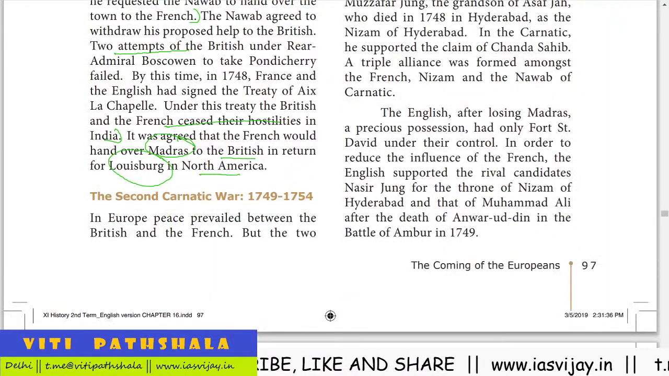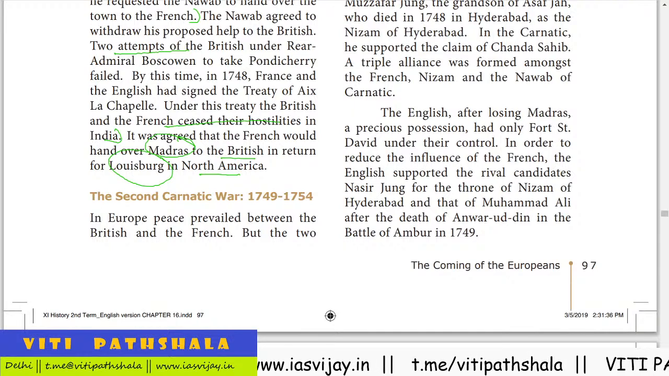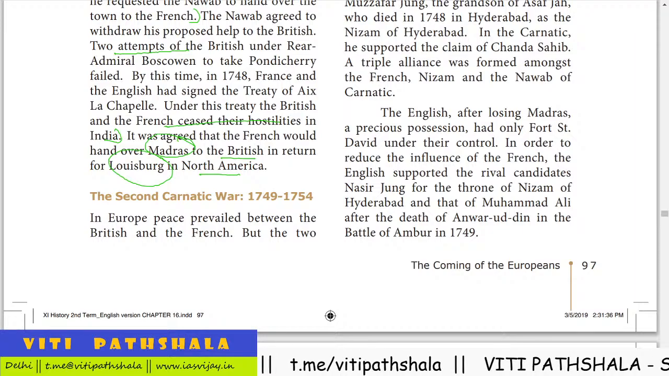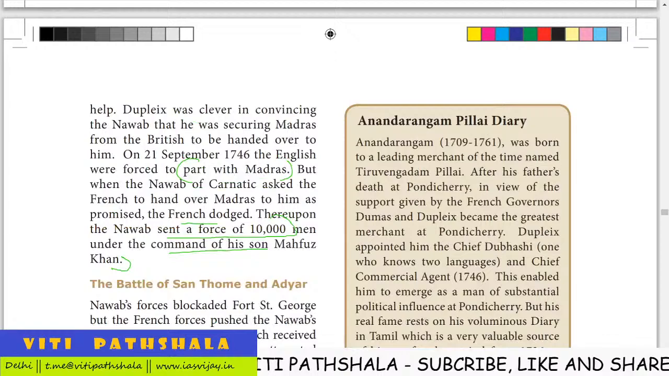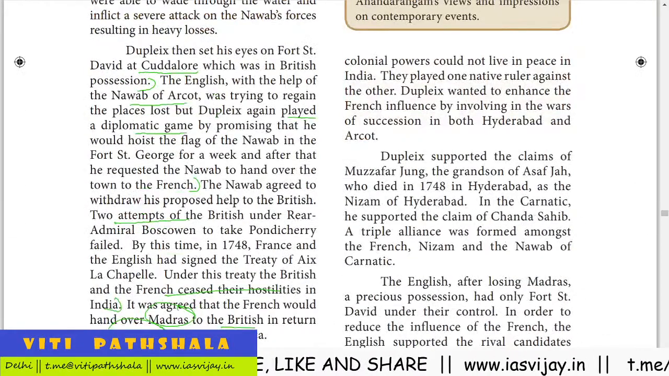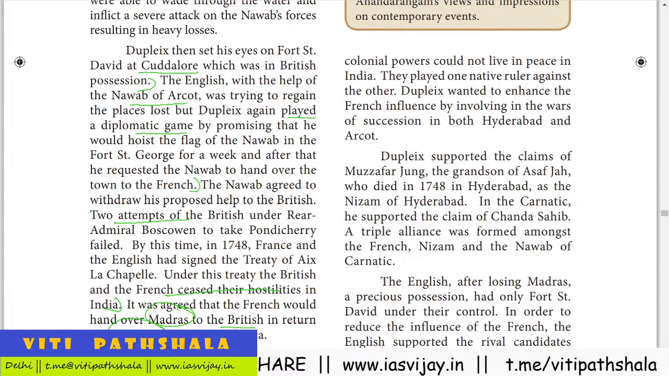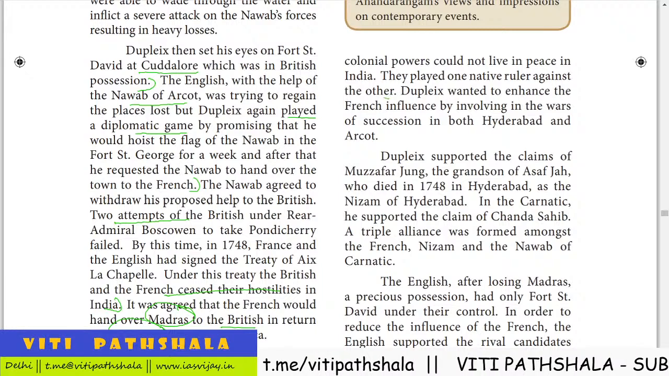The Second Carnatic War, 1749 to 1754. In Europe, peace prevailed between the British and the French. But the two colonial powers could not live in peace in India. They played one native ruler against the other.